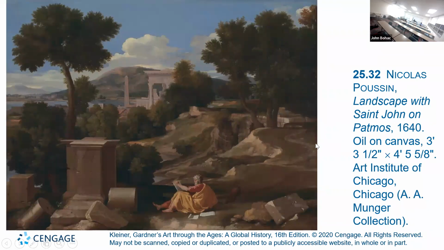Nicholas Poussin, Landscape with St. John on Patmos. And what this is, the old St. John the Apostle, and he kind of lives out his golden years, if you will, on Patmos, which is an island, and you can see some of the classical architecture, and you can see here, he's actually writing the Bible. He's writing probably the Gospel according to John, and probably the book of Revelation.